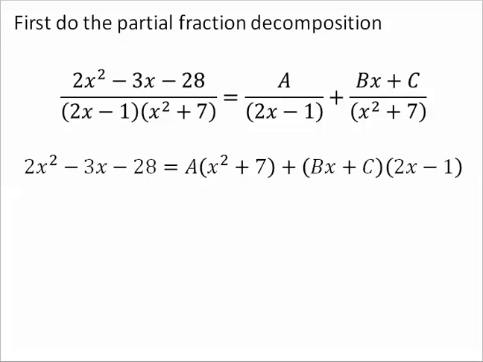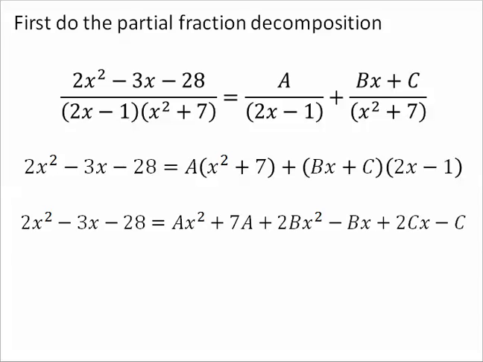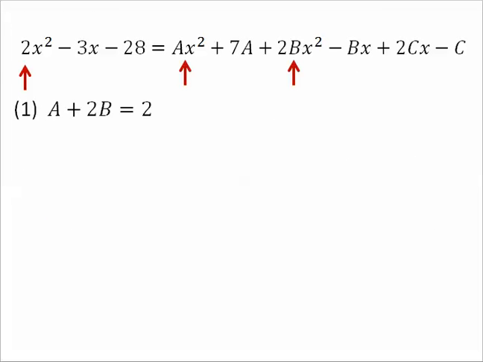Multiply both sides by the denominator 2x minus 1 times x squared plus 7. Do the multiplication, and now we're going to focus on this last line. First, focus on the quadratic terms. The quadratic term on the left-hand side must be equal to the summation of the quadratic terms on the right-hand side. And so a plus 2b must add up to the number 2.